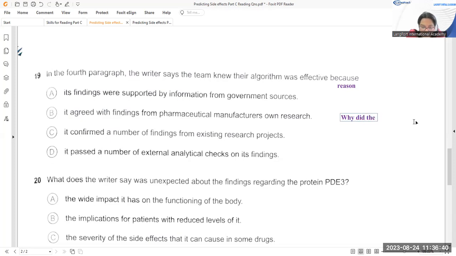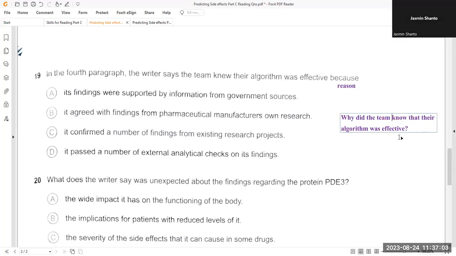that their algorithm was effective? What made them think that their algorithm was good? The reason for that. Why did the team think that the algorithm was effective? Why did the team know that their algorithm was effective? Why did they think that whatever algorithm they came up with is effective? What is the reason for that? Why did they believe that?